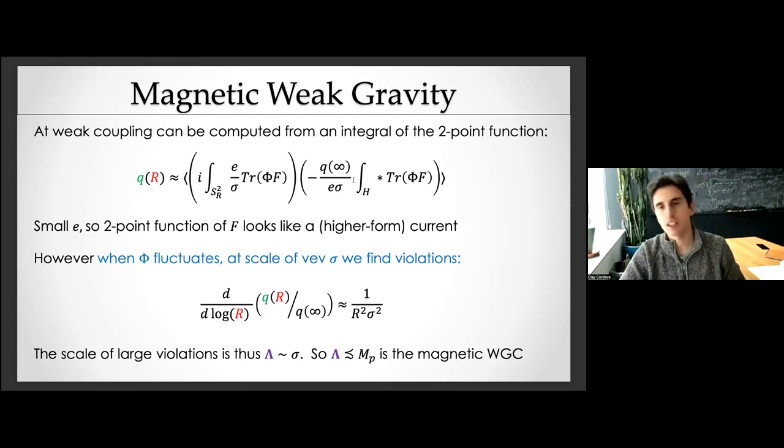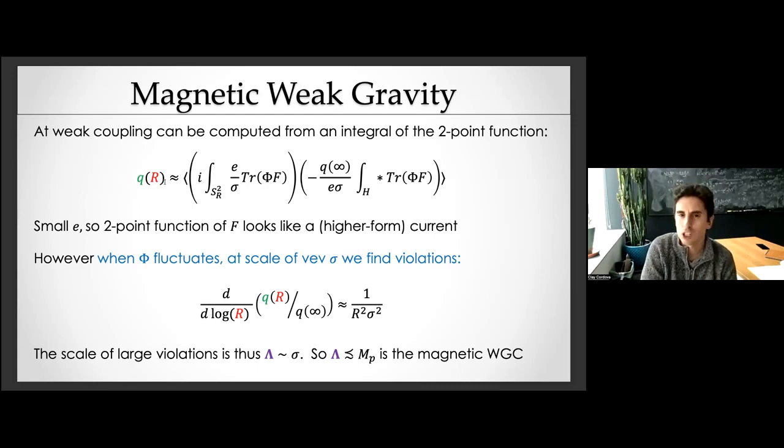So this is the expression that you would get. Q of R is, so now we're sort of in business. You see, it looks a little bit standard. I have this operator, trace phi F. I need to compute its two-point function, and then I need to integrate that two-point function over some regions. One is a half space, and the other is a two-sphere of some radius R, and the answer depends on R in some way, and that defines Q of R.